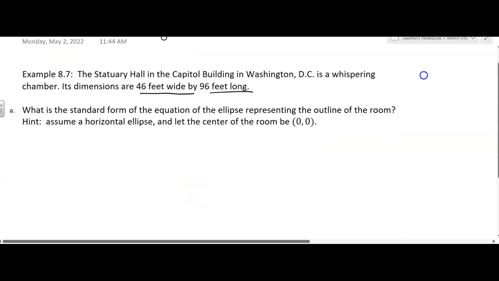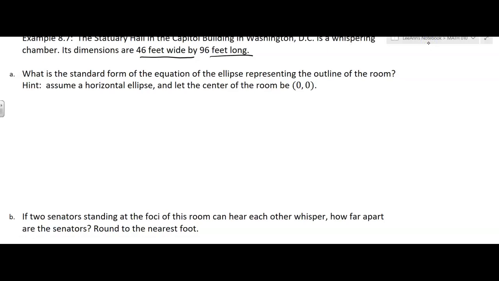So what they want us to do is say, what is the standard form of the equation of the ellipse representing the outline of the room? Hint: assume a horizontal ellipse, so a pancake ellipse, and let the center of the room be (0, 0). So we could just make a coordinate system here. This will be helpful to us.